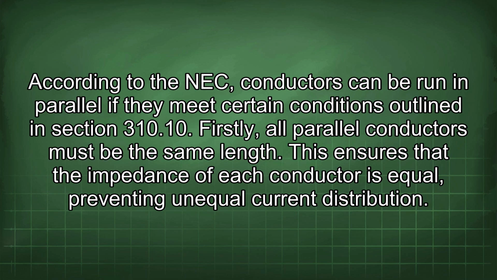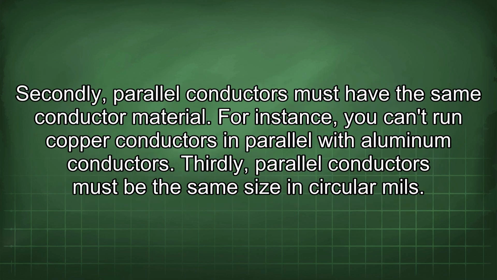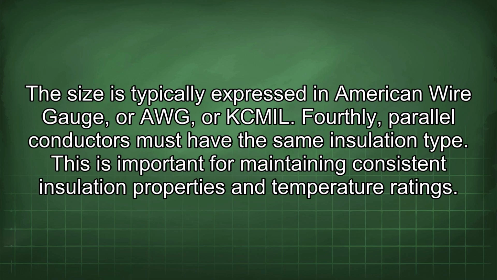Firstly, all parallel conductors must be the same length. This ensures that the impedance of each conductor is equal, preventing unequal current distribution. Secondly, parallel conductors must have the same conductor material. For instance, you can't run copper conductors in parallel with aluminum conductors. Thirdly, parallel conductors must be the same size in circular mils. The size is typically expressed in American wire gauge, or AWG, or KCMIL.